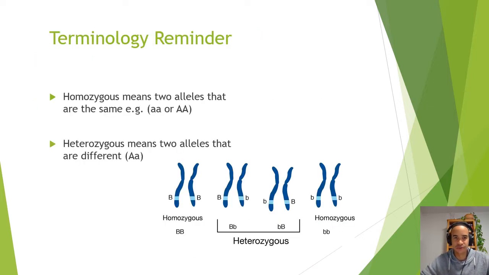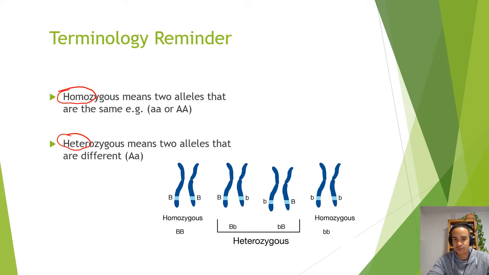So we'll move on. Just a quick terminology reminder, and this is stuff I'm sure you all know, but just so it's in the forefront of your heads. Homozygous means two alleles that are the same. Hopefully you all remember, homo means same. Heterozygous means two alleles that are different, so hetero again meaning different.